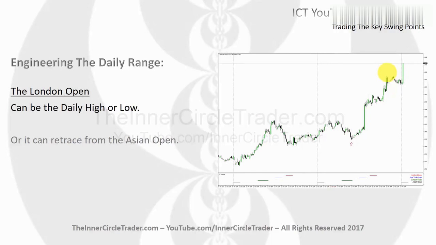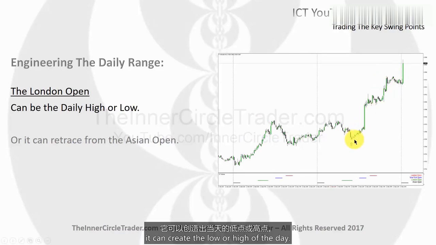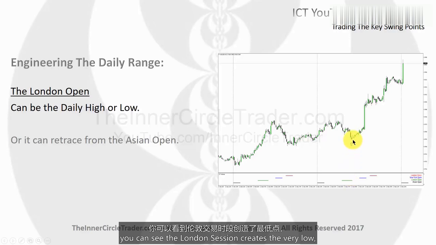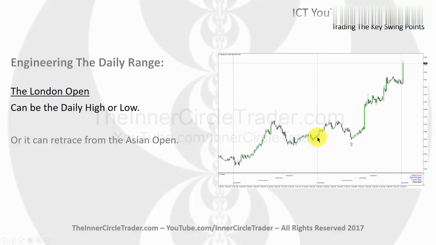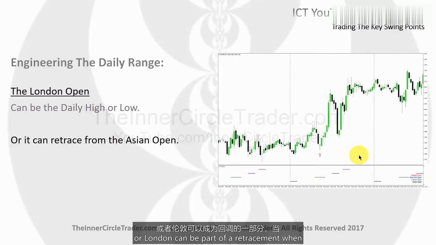Now, London Open, as I teach with Power 3, can create the low or high of the day. In this example here, you can see the London session creates the very low, lower than it was at the beginning of the trading in Asia. Or London can be part of a retracement when the Asian session creates the low of the day.